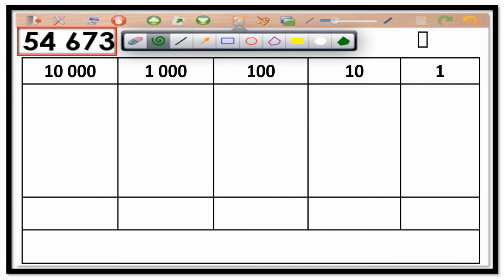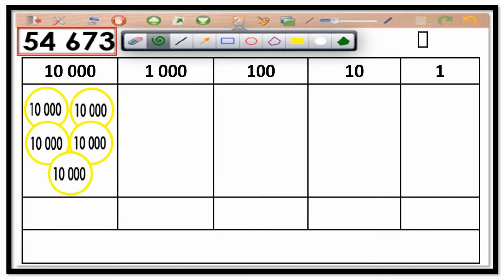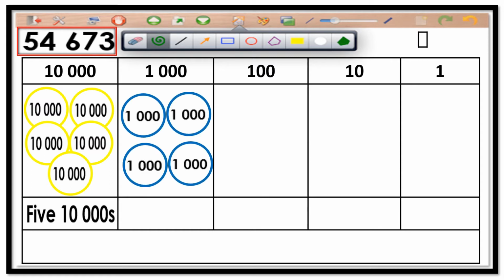Another example, 54,673. Kagaya pa rin kanina, magsisimula tayo sa kaliwa mula sa 50,000. Ilang 10,000 meron sa 50,000? 1, 2, 3, 4, 5. So there are 5 10,000s. Next, sa 1,000s, ilang 1,000s meron ang 4,000? Let us count. 1, 2, 3, 4. So there are 4 1,000s.